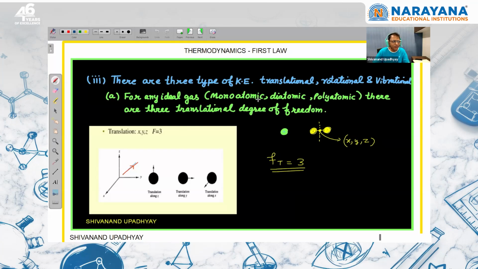When we talk about translational degrees of freedom, suppose the gas is monatomic, so the center of mass and the geometric center will coincide. But if it is diatomic, the center of mass of the system is different, right? Here, this is the center of mass of the system. In translational motion, only the center of mass of the system moves, so it can change its x, y, and z coordinates. That's why the translational degree of freedom for any molecule, whether monatomic, diatomic, or polyatomic, is 3, because it is the movement of the center of mass.